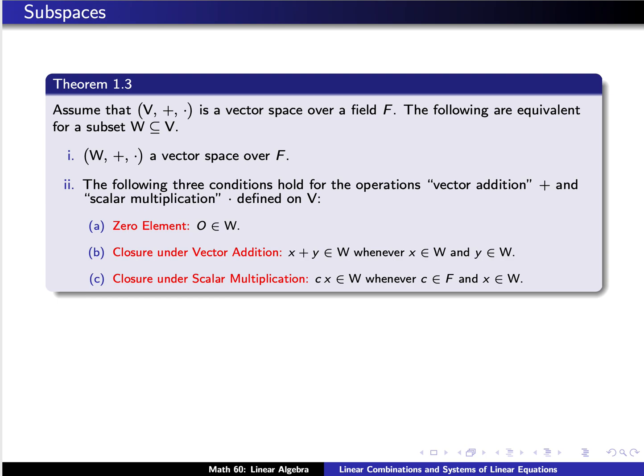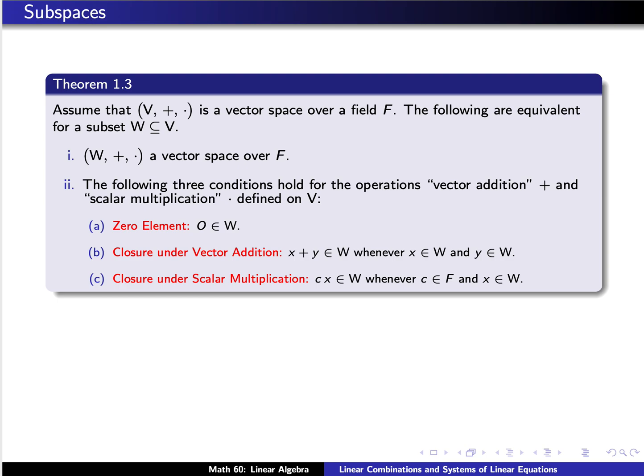Assume that V, along with a vector addition plus and a scalar multiplication dot, is a vector space over field F. Recall that the following two statements are equivalent for a subset W of V. First, the triple, the set W, vector addition plus, and scalar multiplication dot, form a vector space over F. Second, the following three conditions hold for the operations vector addition plus and scalar multiplication dot, both defined on V.